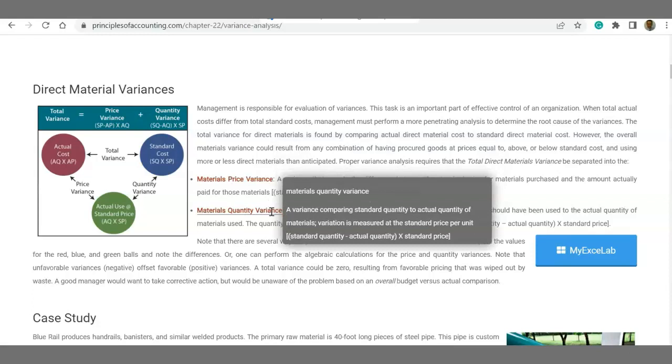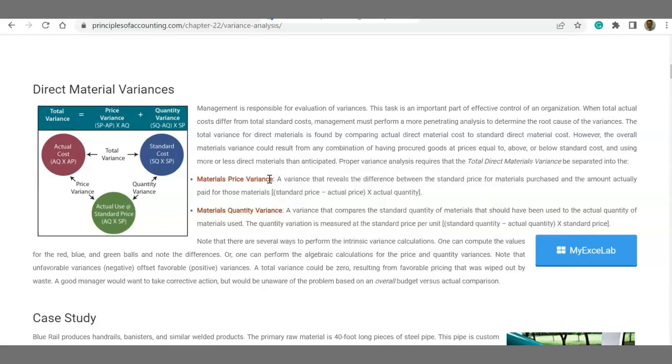However, the material quantity variance is a variance comparing standard quantity to the actual quantity of material that you used. Variation is measured at the standard price per unit. So it's standard quantity minus actual quantity times standard price, and that gives you the material quantity variance. That means how much material did you use? Did you use more material or less material? If you use more material than standard quantity, then it looks like your material quality is not good because you are using more material to achieve your goals.